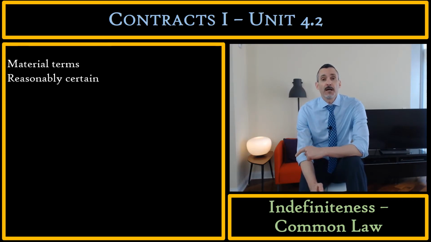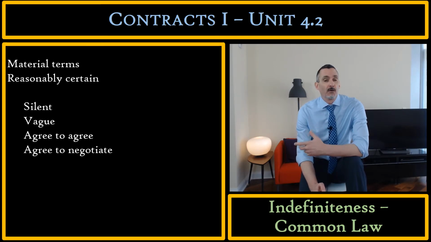We're talking about an issue where the material terms of the contract are not reasonably certain. Now, they might not be reasonably certain because the parties were silent about those terms, they were vague about those terms, they agreed to later agree on those terms, or they agreed to later negotiate those terms.